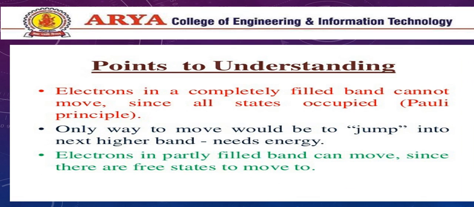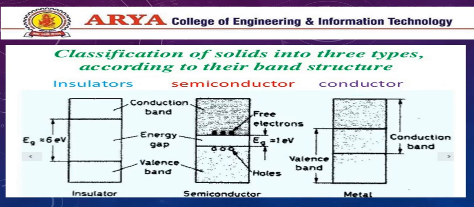An electron in a completely filled band cannot move since all the states are occupied. The only way to move would be to jump into the next higher band, which needs energy. An electron in a partially filled band can move since there are free states. Solids are classified into three types according to their band structure: insulator, semiconductor and conductor.